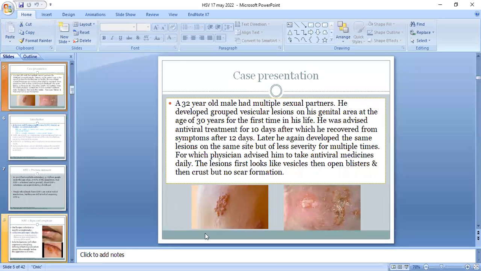These are the initial lesions which are formed on the genital region that are vesicular in nature, the blisters. And later on these lesions burst, the blisters burst and they form the crust.